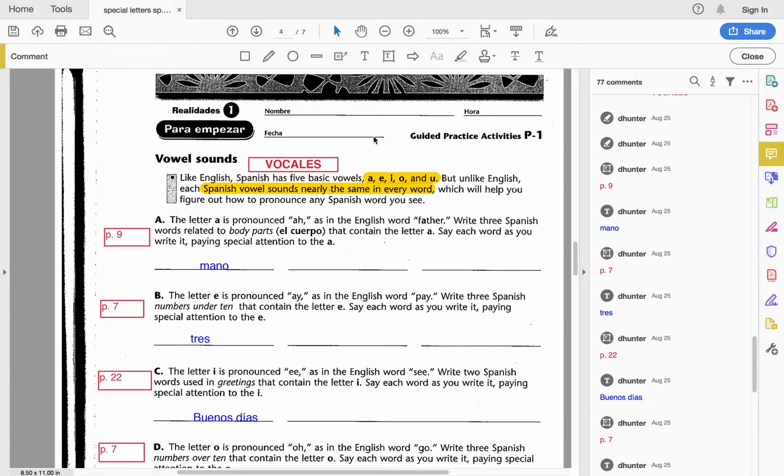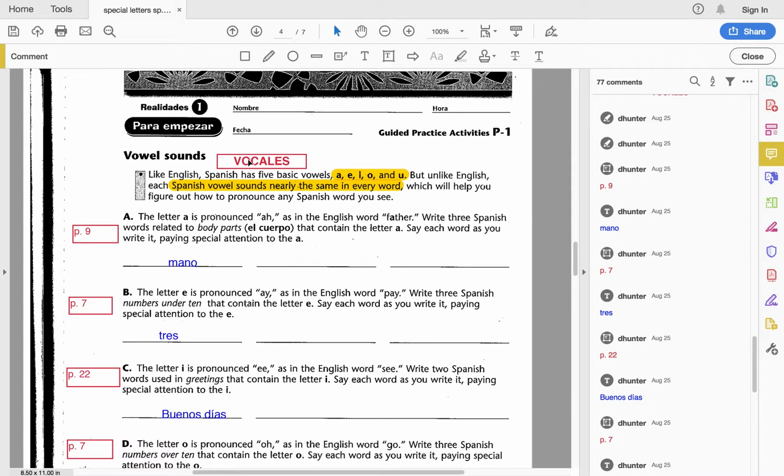Vamos a empezar hoy con los vocales. The idea centrally here is that there are special letters in Spanish. So there's nothing necessarily written off to the side. The summaries here are pretty robust, so I didn't want to overwhelm you. We'll do more highlighting and practice than writing for this video.